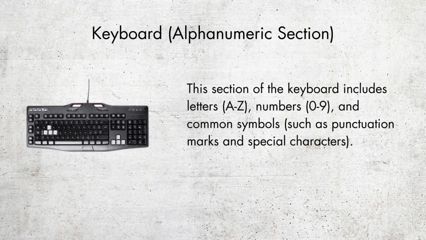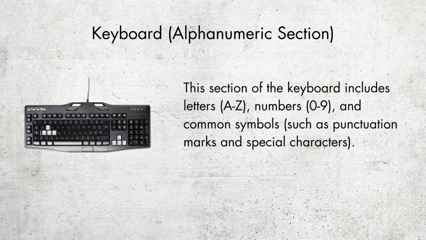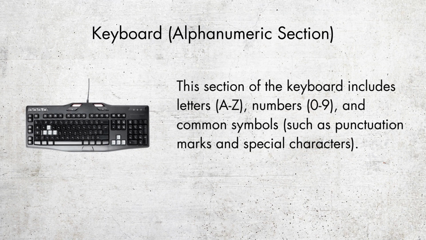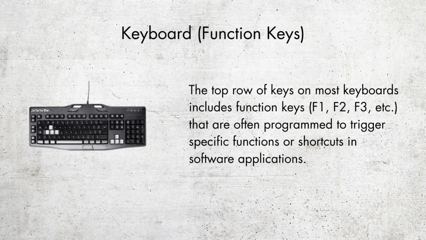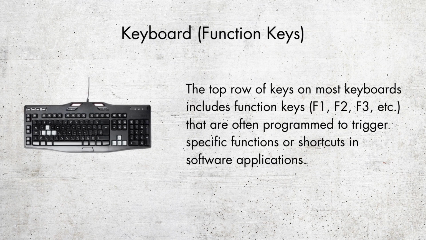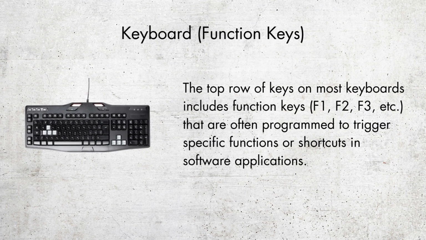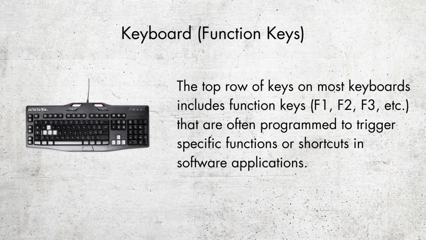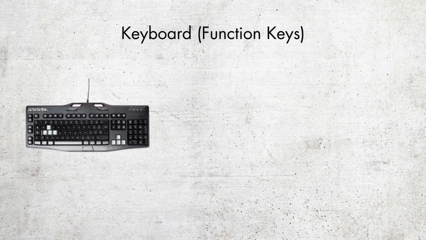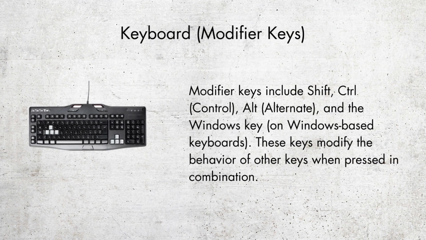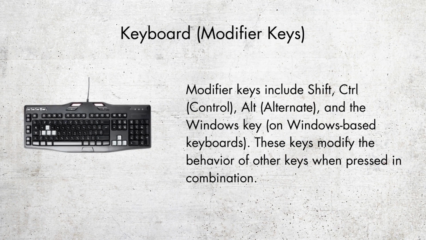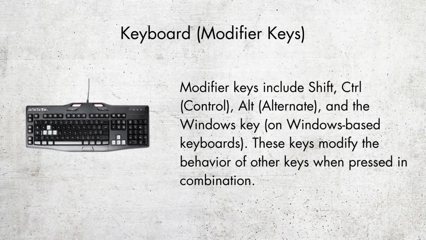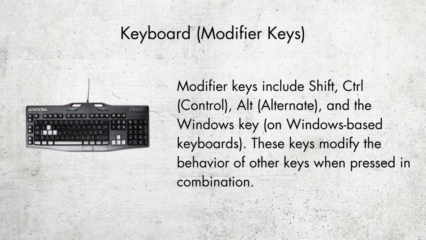This section of the keyboard includes letters, A-Z, numbers, 0 to 9, and common symbols, such as punctuation marks and special characters. The top row of keys on most keyboards includes function keys, F1, F2, F3, etc., that are often programmed to trigger specific functions or shortcuts in software applications. Modifier keys include Shift, Control, Alternate, and the Windows key on Windows-based keyboards. These keys modify the behavior of other keys when pressed in combination.